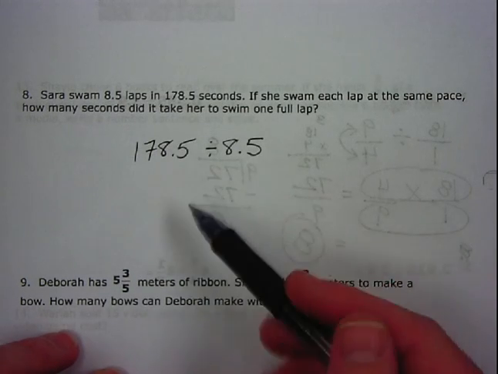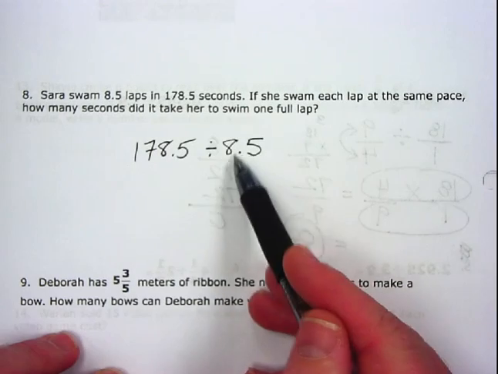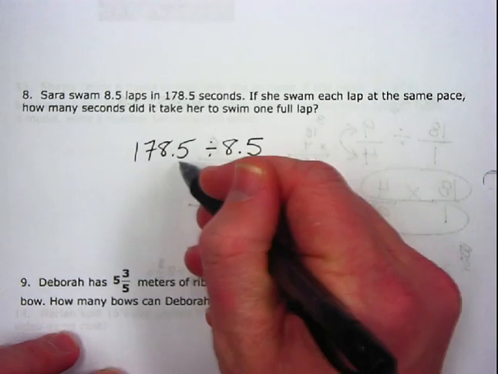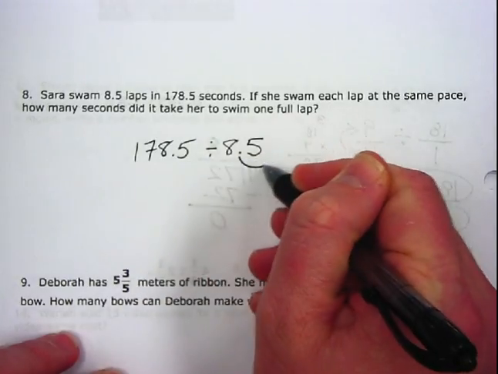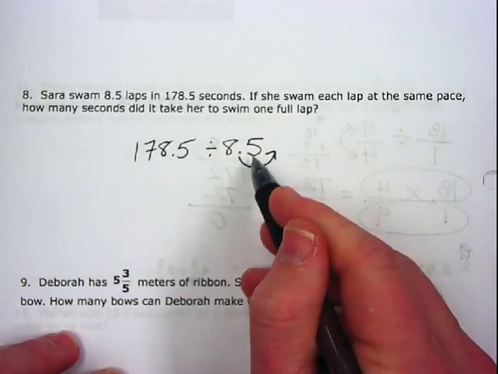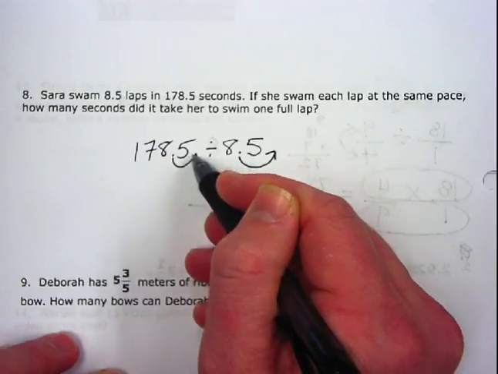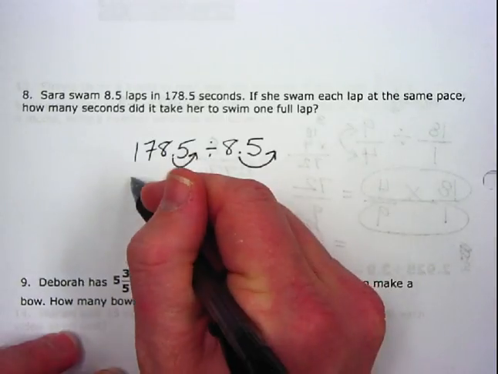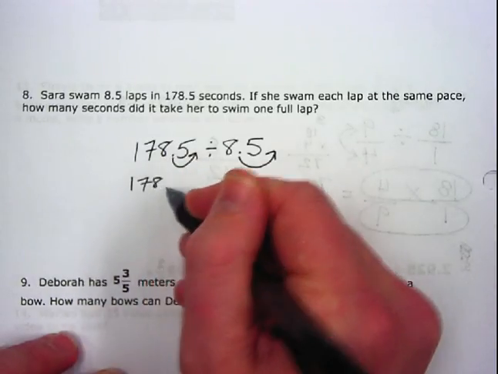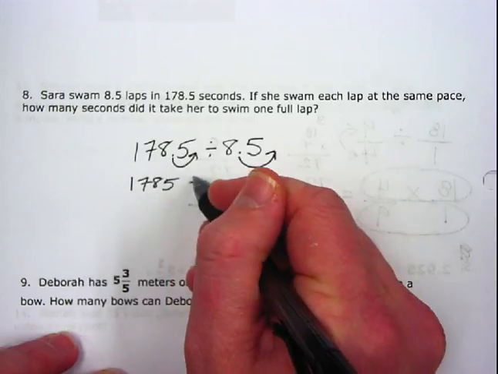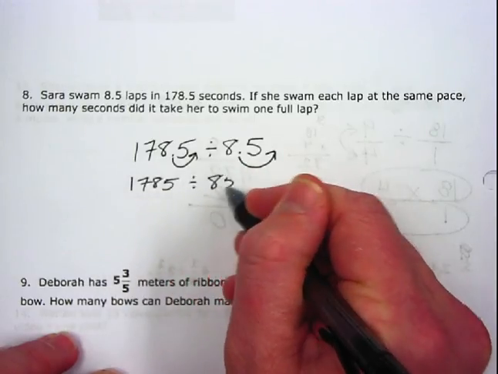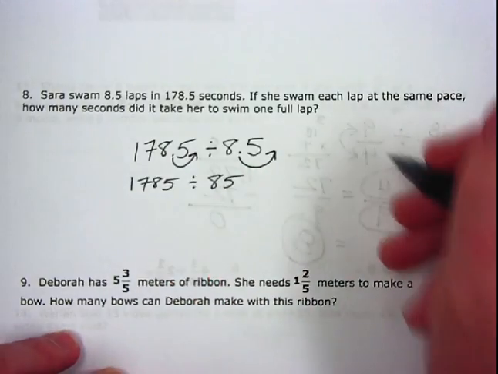The next thing I'm thinking about is I've got to get rid of this decimal. I can't divide by something that has a decimal in it. So I move it one space to the right. Whatever I do to this number, I also have to do to this number. And then I rewrite my problem. So my new problem is 1,785 divided by 85. Now I've got a simple division problem.